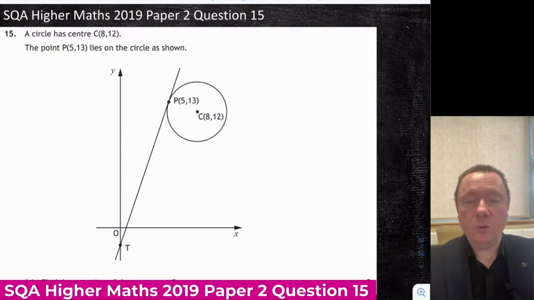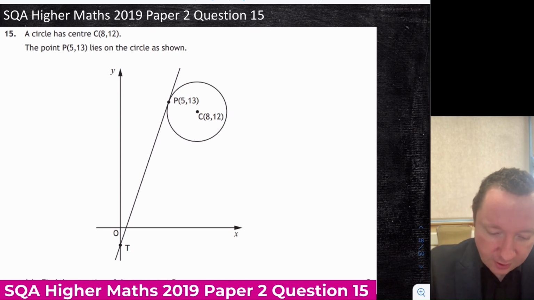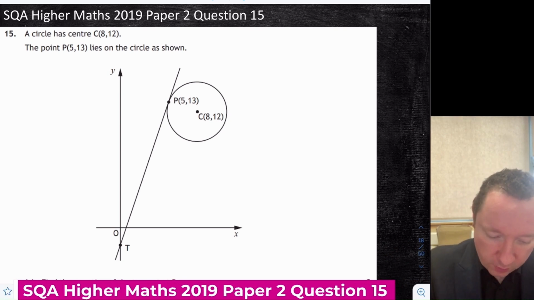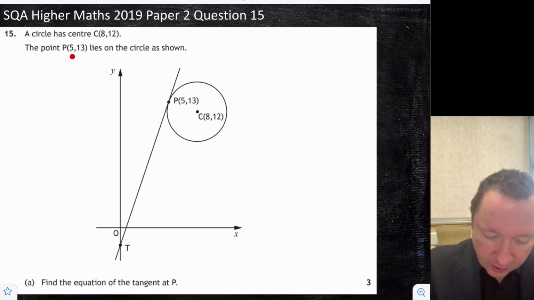The Higher Maths 2019 Paper 2 question 15. A circle has centre 8, 12. P (5, 13) lies on the circle as shown on the outside. Find the equation of the tangent at P.